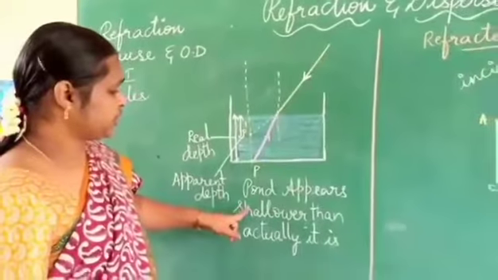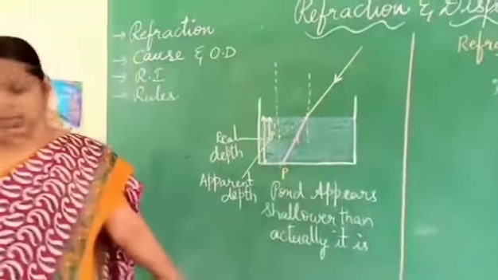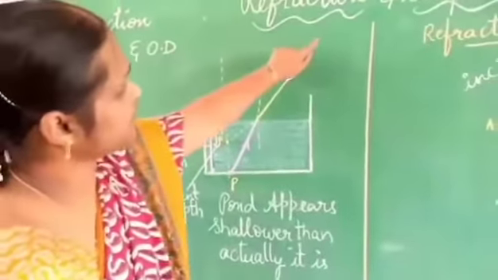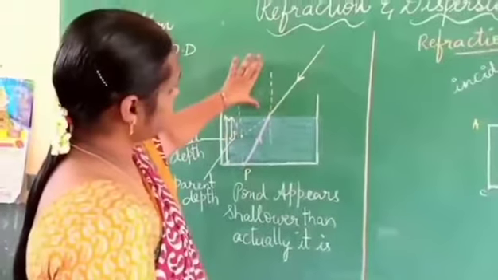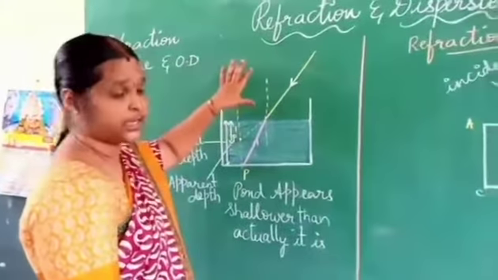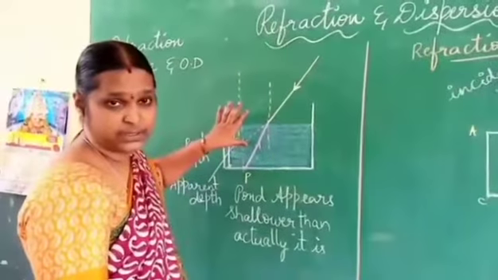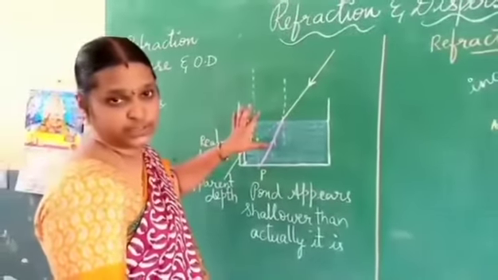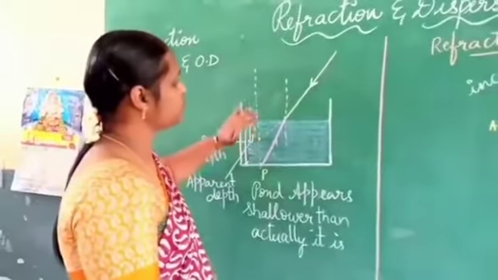One of the applications is why a pond appears shallower than it actually is. Here you can see that when we observe the pond from the top, this is the ray which is incident. This medium is the optically rarer medium where the speed of light is higher, and when it is moving from rarer to denser, we have already learned in the rules of refraction that it moves towards the normal.